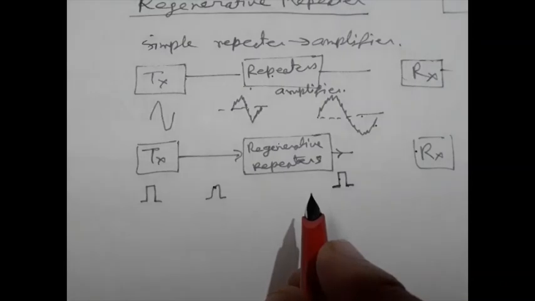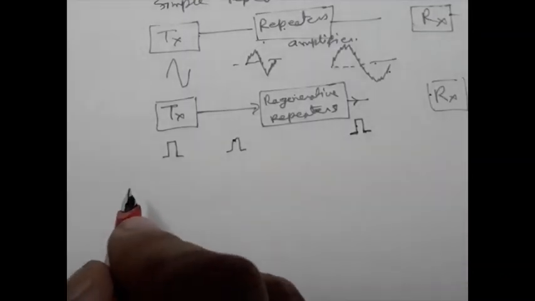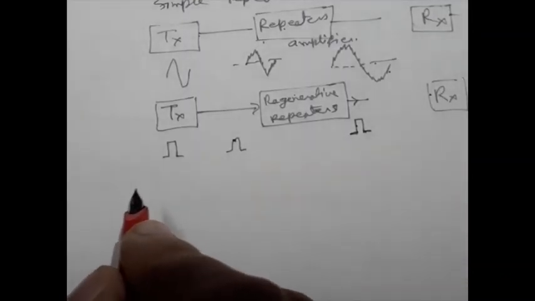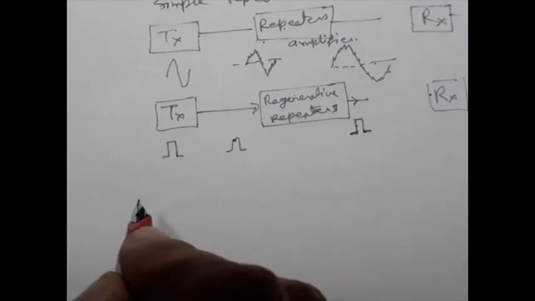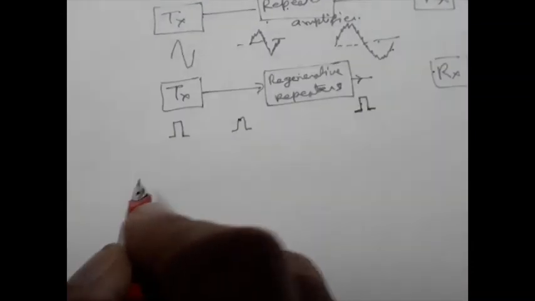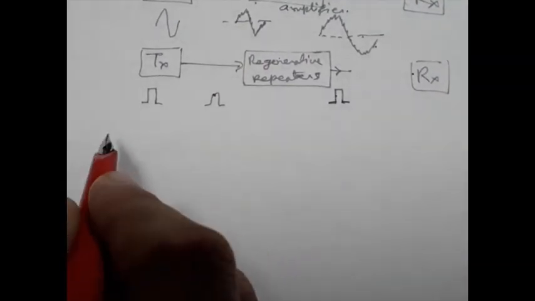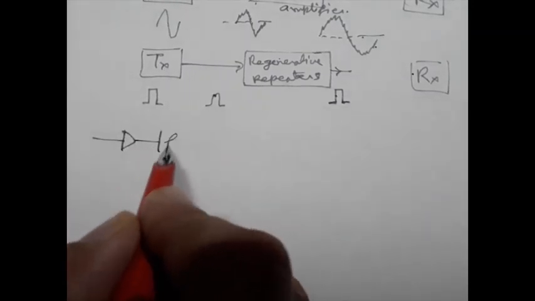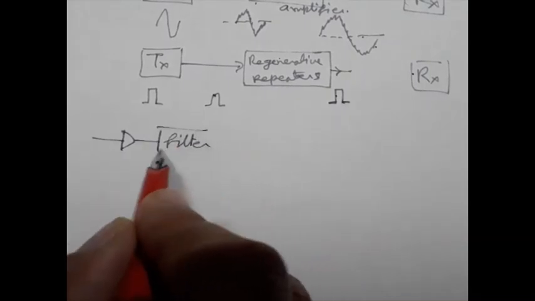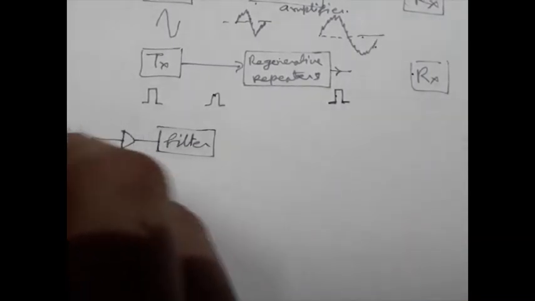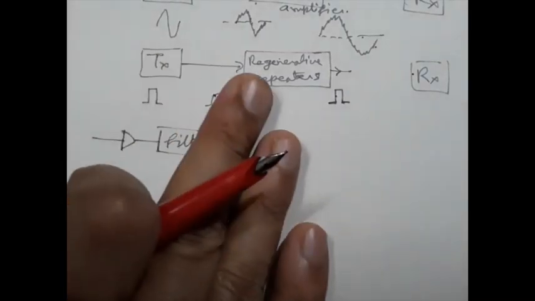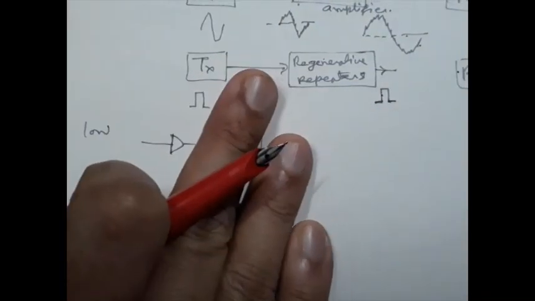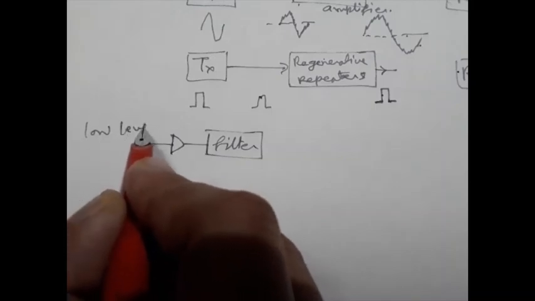Let us now see how it works with the help of a block diagram. This is just an example. There are various types of regenerative repeaters, so we will consider just one of them. We are now trying to draw the block diagram of a regenerative repeater.